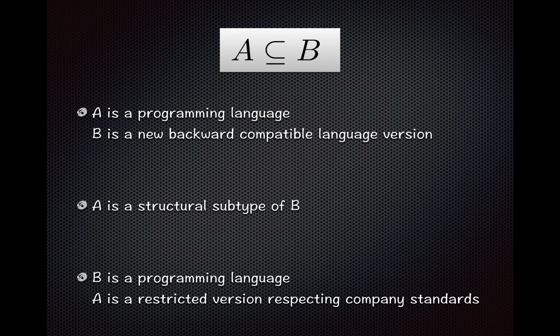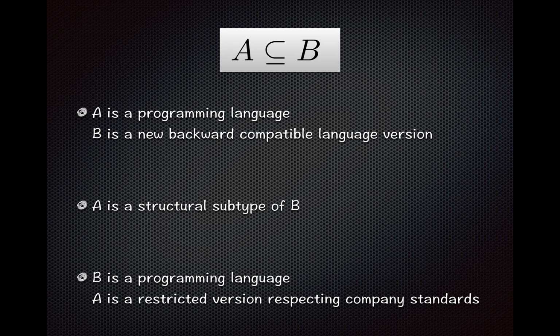As an example, again, if we talk about languages, suppose that A is a language, and then we have a new version of a language and it's backward compatible, which means that all programs that were valid in the previous version of a language are still valid. In this case, if we see again a language as a set of valid programs, then the old set, the set of programs in the older version, is smaller and it is included in the current version.